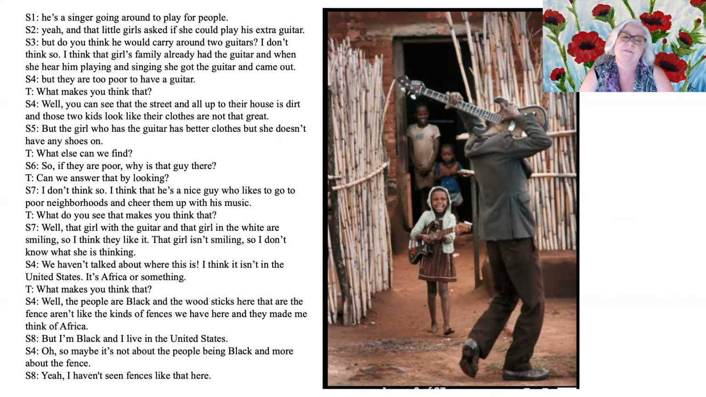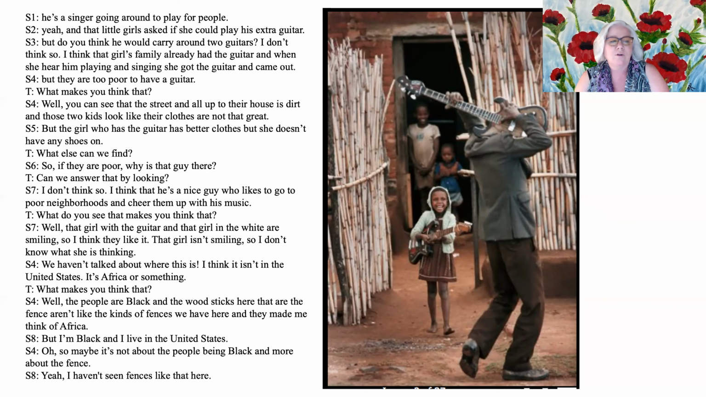Teacher: What else can we find? Student 6: So if they are poor, why is that guy there? Teacher: Can we answer that by looking? Student 7: I don't think so. I think that he's a nice guy who likes to go to poor neighborhoods and cheer them up with his music. Teacher: What do you see that makes you think that? Student 7: Well, that girl with the guitar and that girl in the white are smiling, so I think they like it. That girl isn't smiling, referencing the smaller girl in the back. So I don't know what she is thinking.